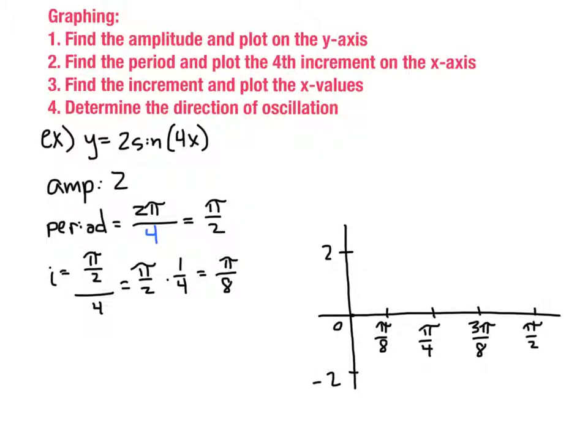Okay, now determine the direction of the oscillation. I do that by seeing it's a positive 2, so which way is it going to go first? Up. So I'm going to plot 0, 0. It goes up first, so up here at 2. And then just complete the wave. Connect through. And yours probably looks nicer.